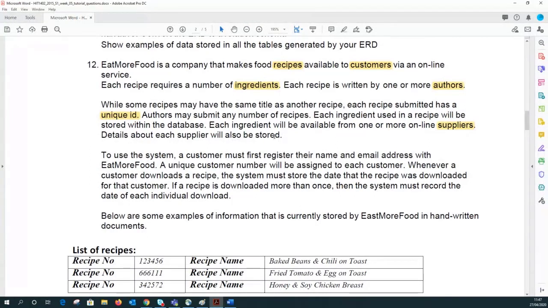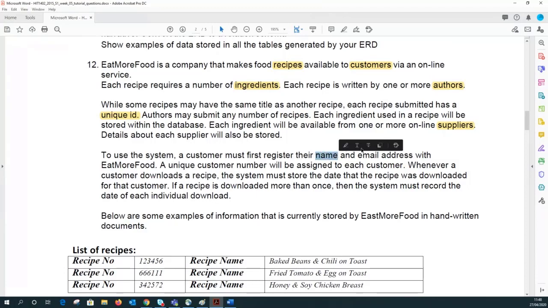Details about each supplier will also be stored. Yes, we capture the supplier details now. Right, now let's go to the next paragraph. To use the system, a customer must, right, now they're talking about the customer. The customer we already have there. The customer must first register their names and the email addresses with Eat More Food. Okay, now we have some clue about the customers. So customers need to be registered first in order to use the recipes.